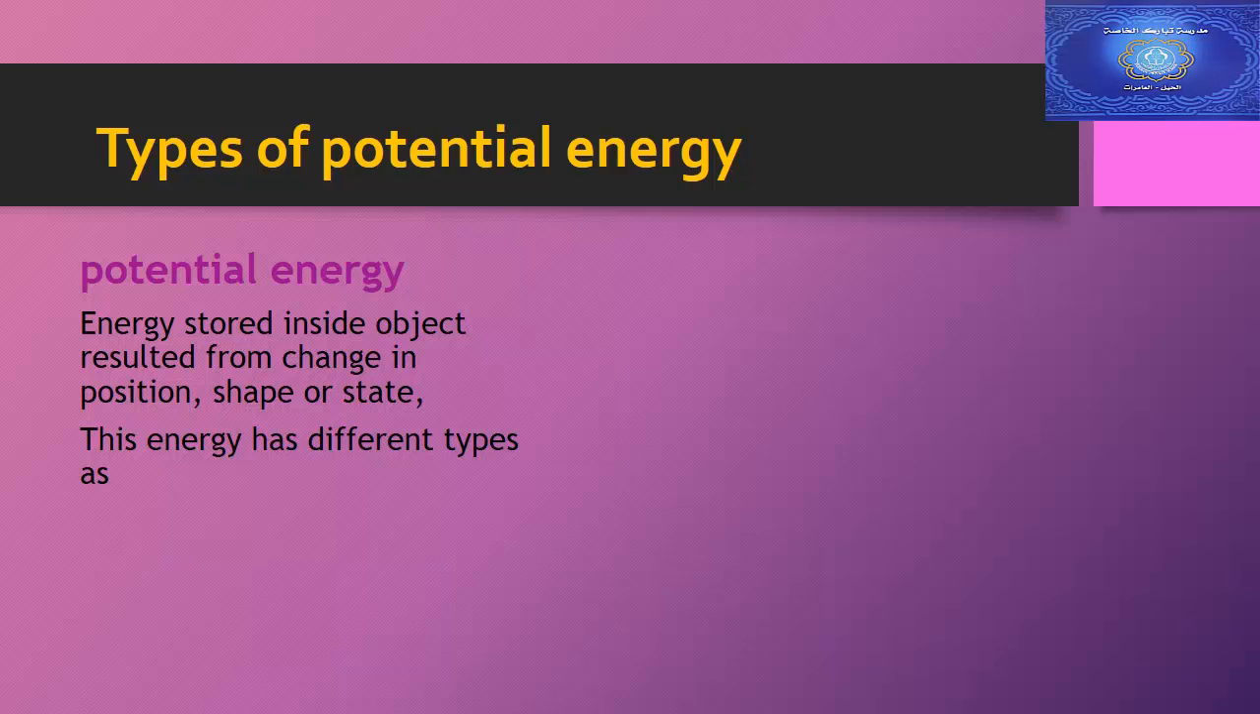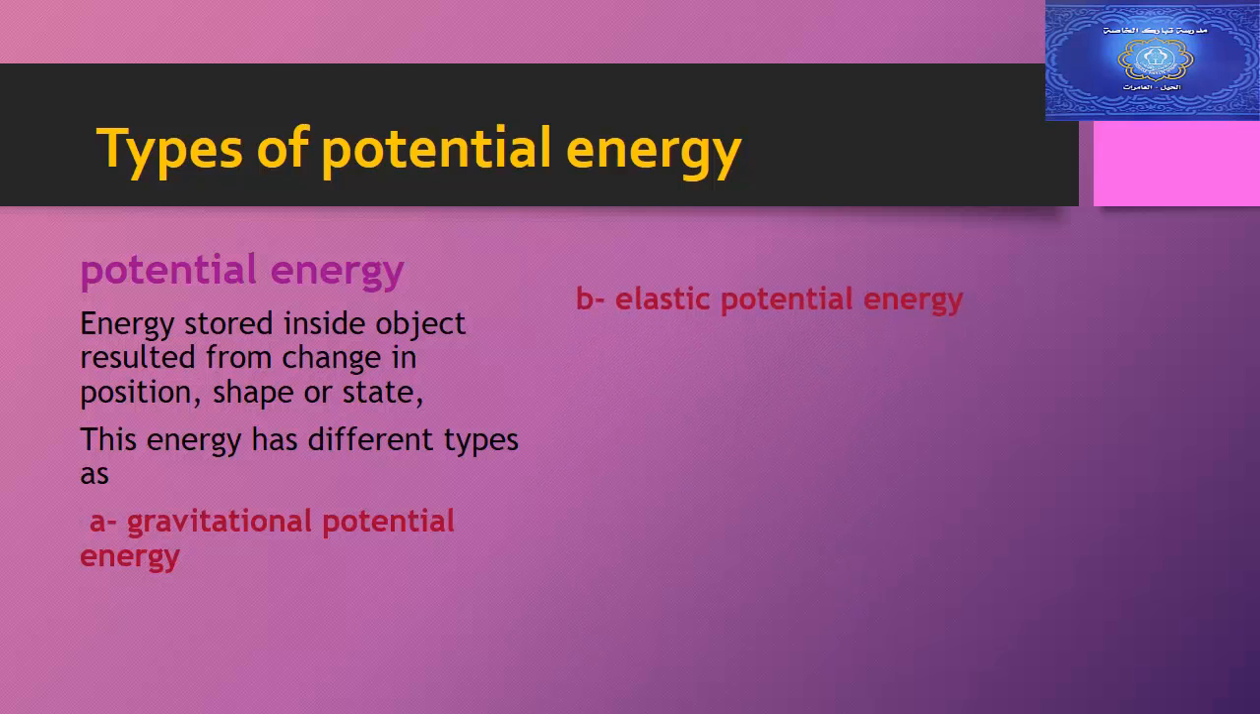Types of potential energy. Potential energy results from a change in position of the object, a change in its shape, or a change in its state. So potential energy is divided into many types depending on the way in which energy is stored inside the object. The first form of potential energy is gravitational potential energy. This type results when the position of the object changes. When we change the height of an object from the ground, it means that this object stored potential energy in the form of gravitational potential energy.